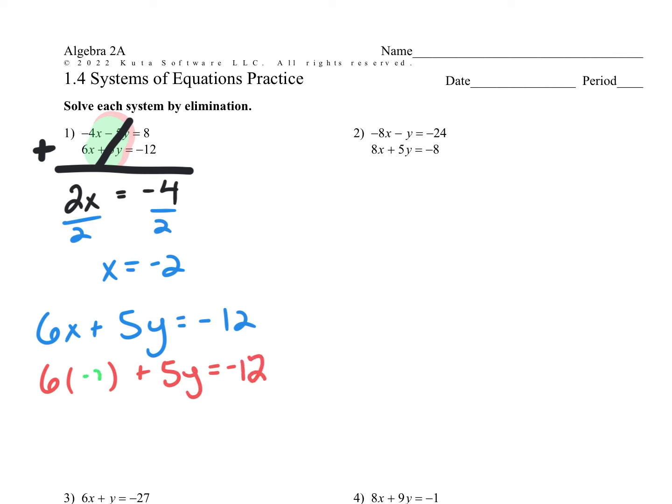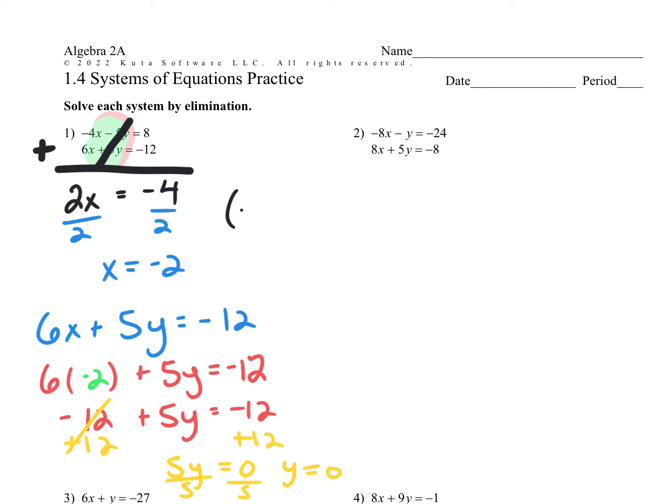So then I will put my -2, and I will go through and do that multiplication. That will then give me a 2-step problem to solve. So I will add 12 to both sides. So I get 5y equals 0, and when I divide by 5, y equals 0. Remember, all of these problems, we need to write our final answers as a coordinate. So my answer here will be -2, 0.